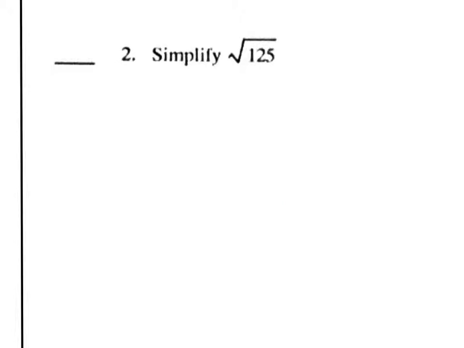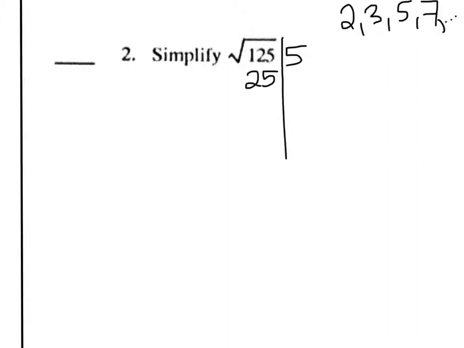Number 2, we're simplifying the square root of 125. First thing to check is, is that a perfect number? It is not, so that means we start with our chart. We're looking for the prime numbers that can go into 125. And remember, primes, we're talking about 2, 3, 5, 7, and so on. Well, the first number I can divide 125 by is 5, which gives me 25. I can still divide that by 5, which gives me 5. Divide that by 5, gets me to 1, and I am done.